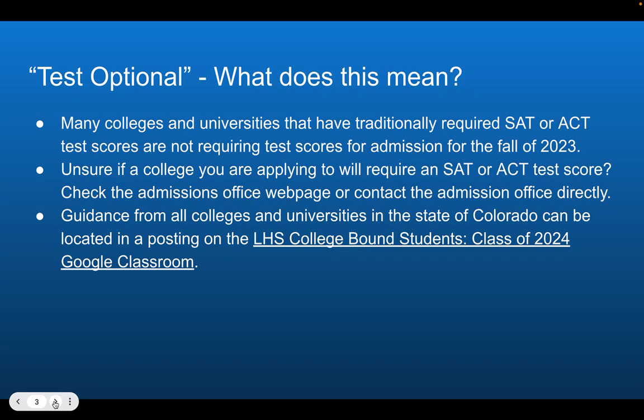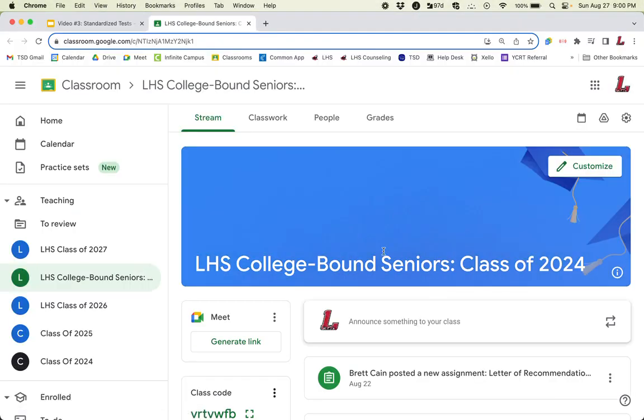One thing that we'd always like to stress is that checking with admissions offices about test optional policies is absolutely critical. Sometimes you can find information on a website. Sometimes you might need to reach out to the admissions office, but you always want to know what's going to be in your best interest if you've taken a test, whether or not you want to send a score. So for example, I'm going to remind you that in the College Bound Senior Class of 2024 Google Classroom, you will find a document that gives guidance on whether or not to send test scores here in the state of Colorado. So let's go ahead and take a look, because this is something that I don't want you to miss.